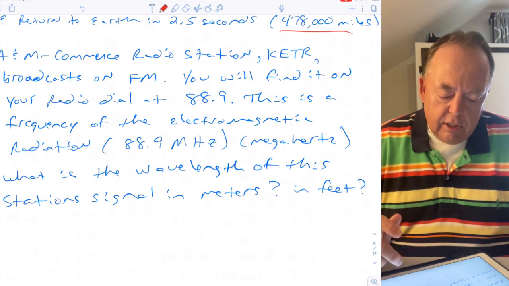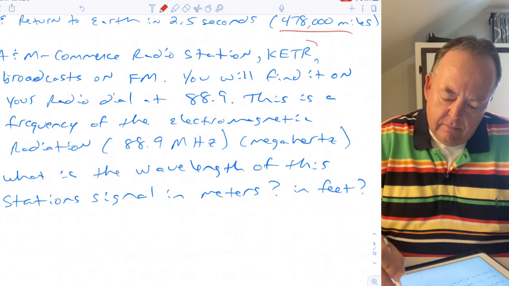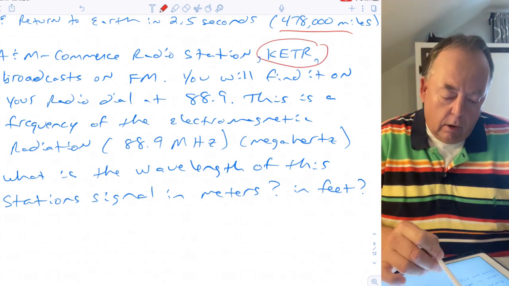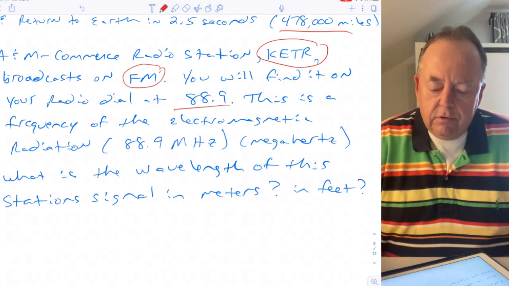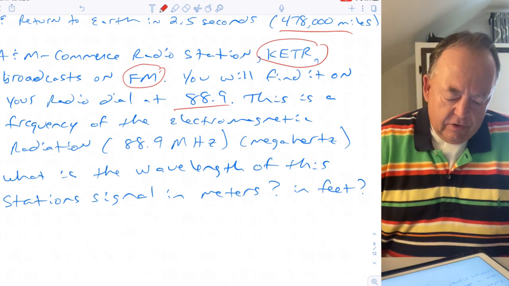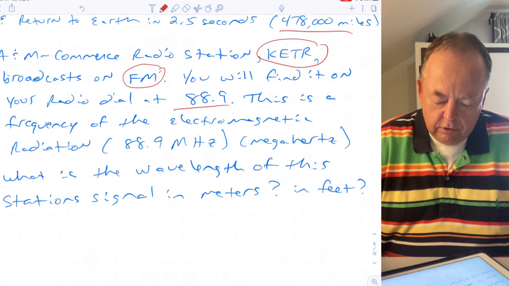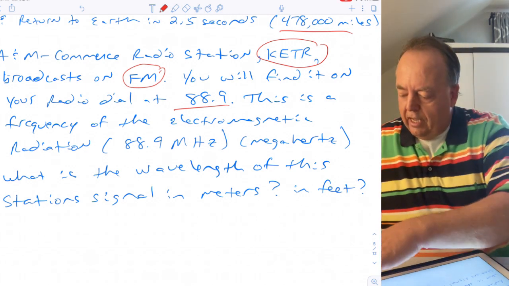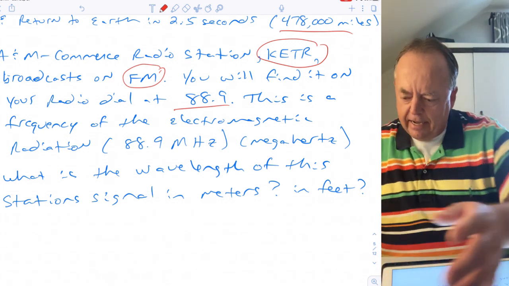So A&M Commerce has a radio station. Not sure if you're aware of that or not. It's KETR. So where does it broadcast? Well, it broadcasts on FM, 88.9 on your radio dial. So what is that number, 88.9? That number is a frequency of the electromagnetic radiation. So it's 88.9 megahertz. So what is the wavelength of this electromagnetic radiation? Let's calculate that wavelength.